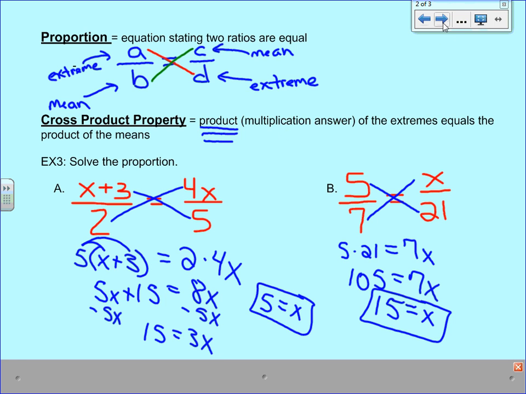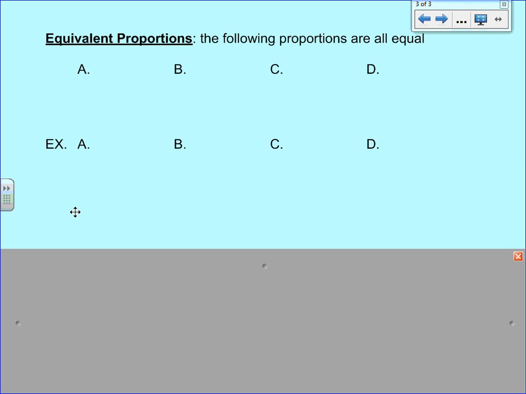Now, last but most certainly not least, we have different proportions depending on how we label the means and extremes that can be equal to one another. When they are equal to one another, they are called equivalent proportions. The following proportions are all equal. So we start with the most basic: our A over B is equal to our C over our D. Let's give an actual example right away too. We'll put down the numbers 2 over 3. So the fraction 2 over 3 is equal to 6 over 9. Hopefully you can see right away that 2 over 3 is equal to 6 over 9. They're just simplified, broken down a little bit.